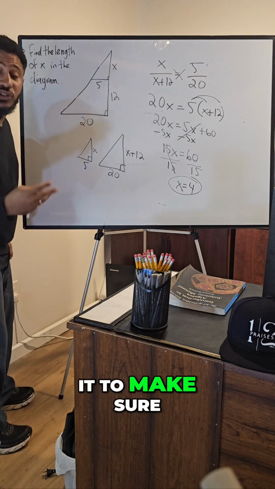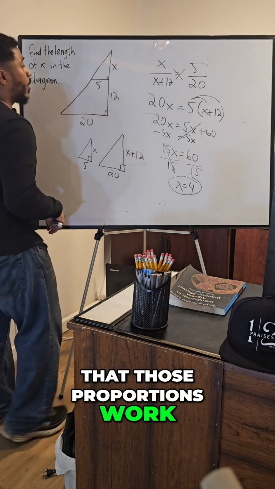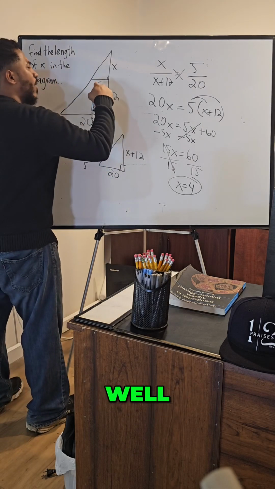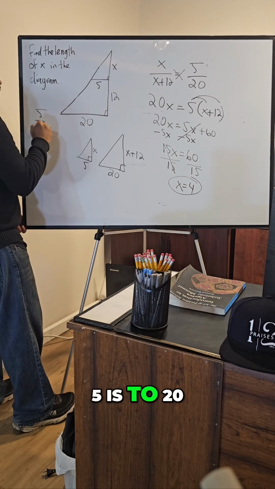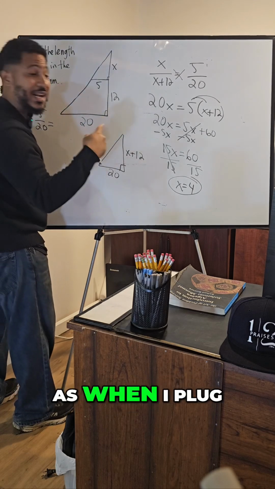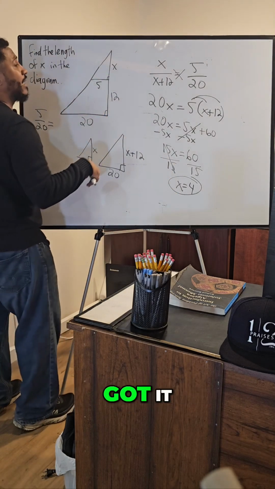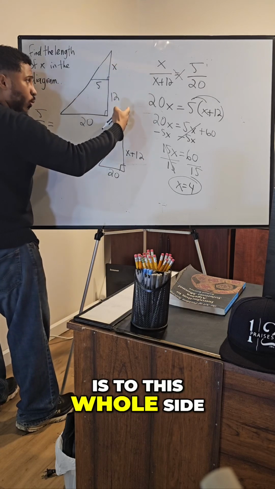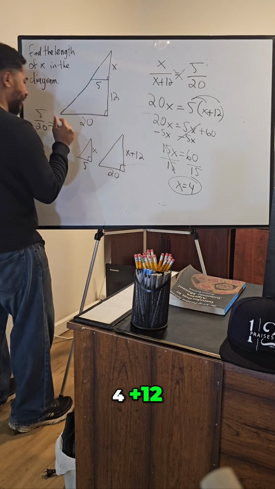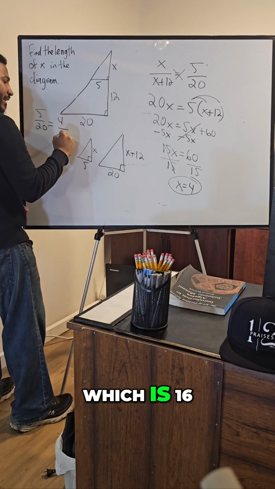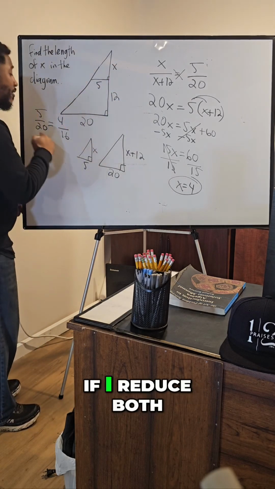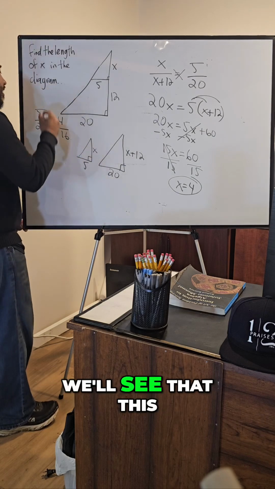We can always check it to make sure that those proportions work. In other words, we'd say, okay, well, 5 is to 20. Is that the same as when I plug in my x equals 4? 4 is to this whole side, 4 plus 12, which is 16. Is this true? Well, if I reduce both of these fractions, we'll see that this is true.